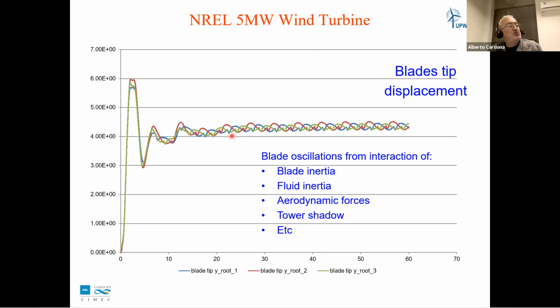If we plot the evolution of the blade oscillations for the 3 blades, we have one blade in red, another blue, another green, and we see the results from several factors. These result from the blade inertia, the inertia of the fluid, also the changes in aerodynamic forces, the excitation of the tower, and other factors. So this is the displacement we are computing at the tip of the blade.